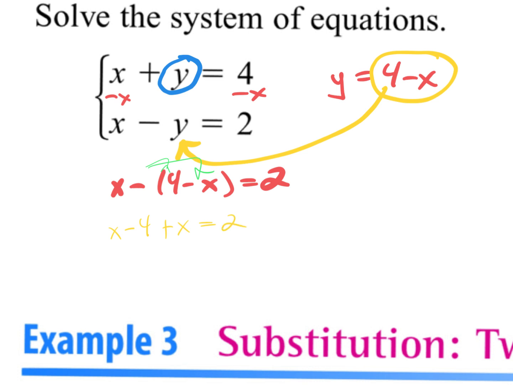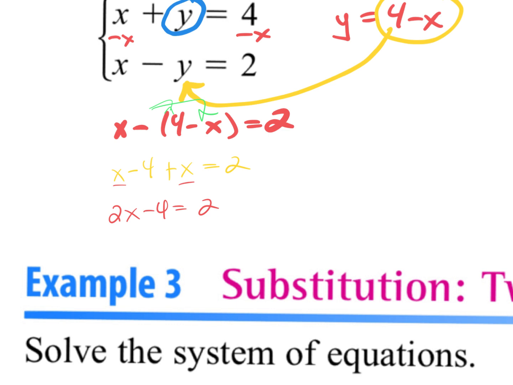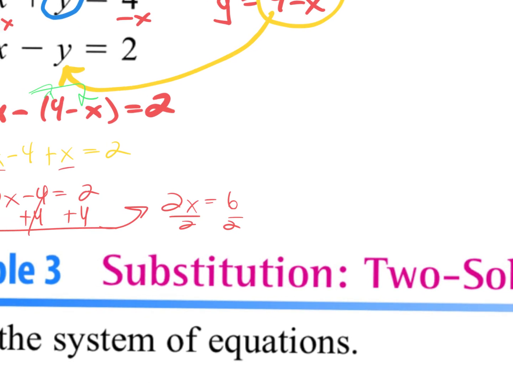Can I combine like terms? Yep. So x and x gives me 2x minus 4 equals 2. Now what? Add 4 to both sides. You get 2x equals 6. Divide both sides by 2, and x equals how much? x equals 3, all right?